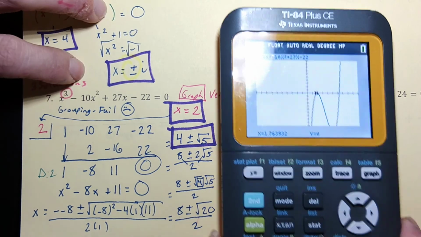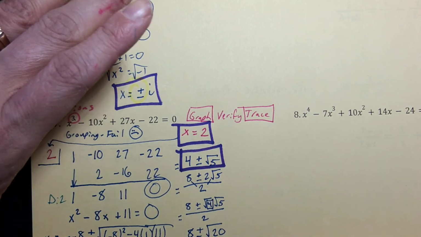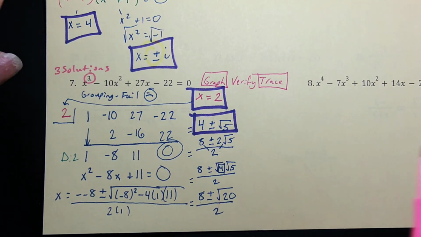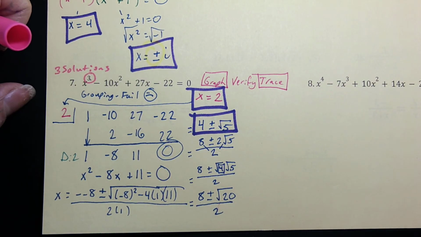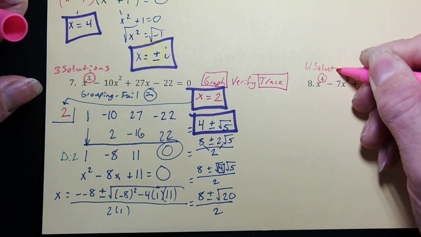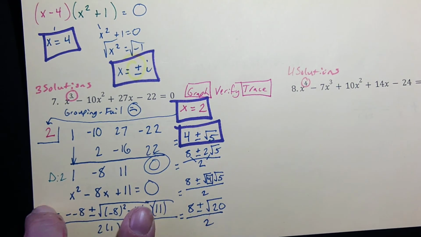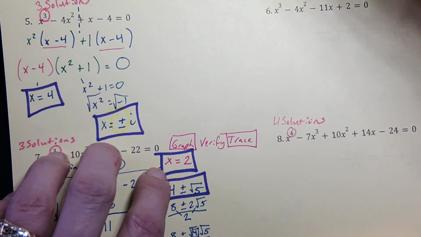Here's what I want you to do on your own. I want you to try number 8. Start with how many solutions should we get? Degree is 4. 4 solutions. Is there a GCF? Nope. 7 kind of messes it up for us. So no GCF. Can I do grouping? Nope. There's 5 terms, so that's out. So we are stuck as far as factoring goes. So our first step is to type that equation in on our calculator.